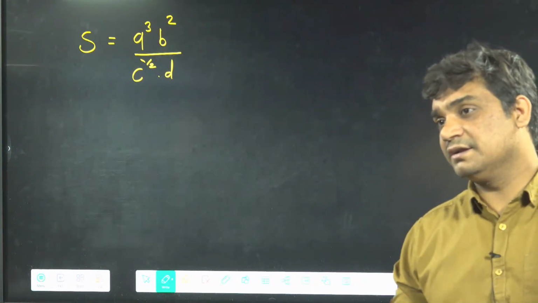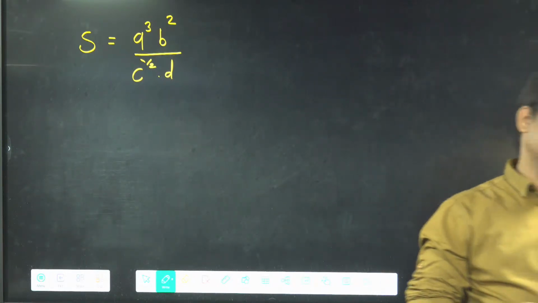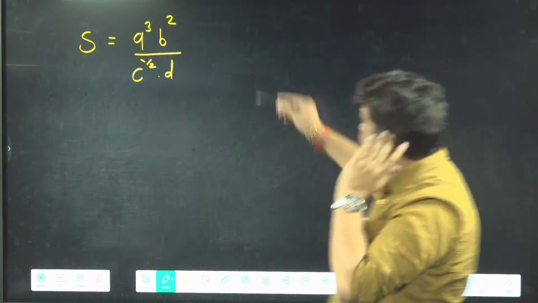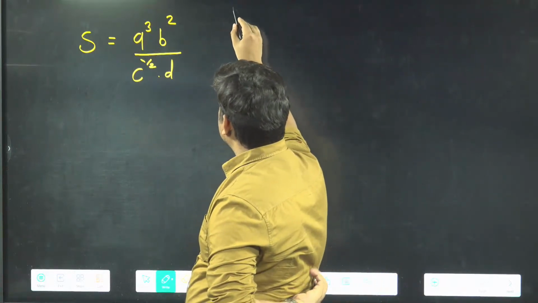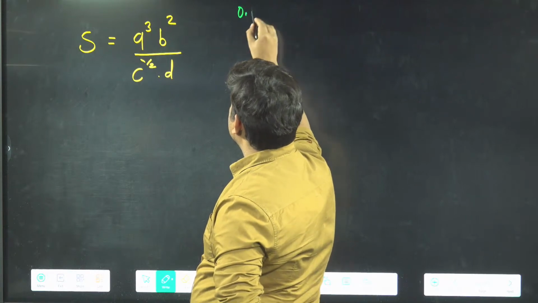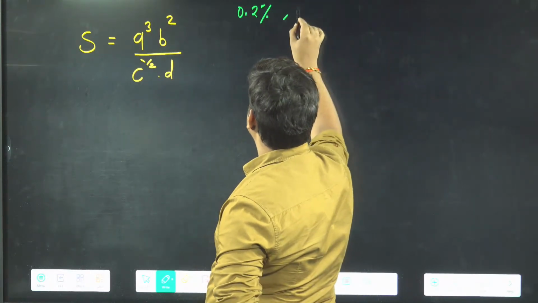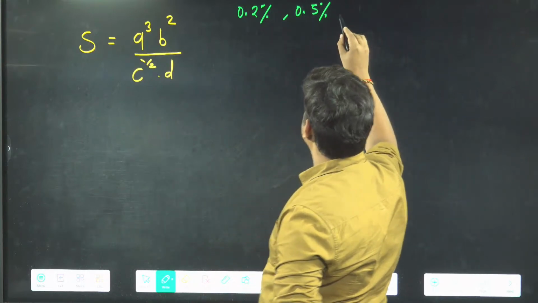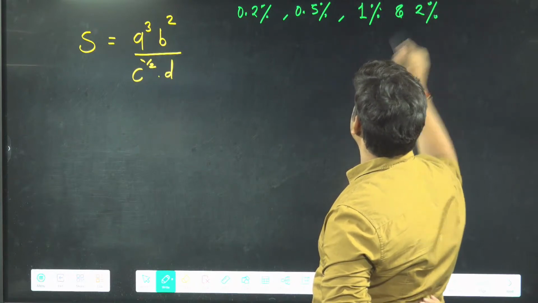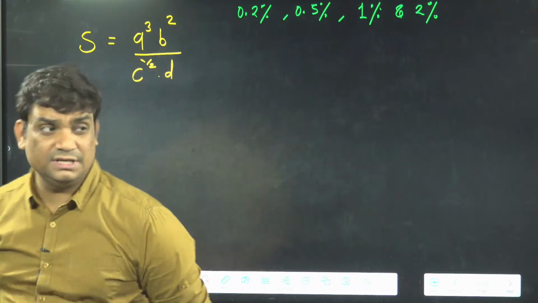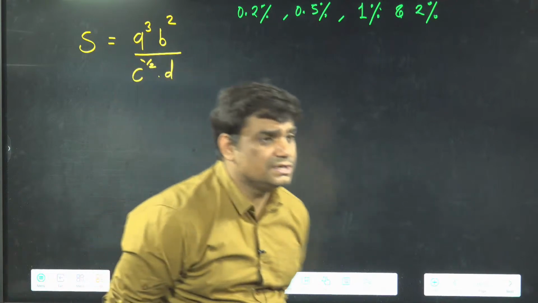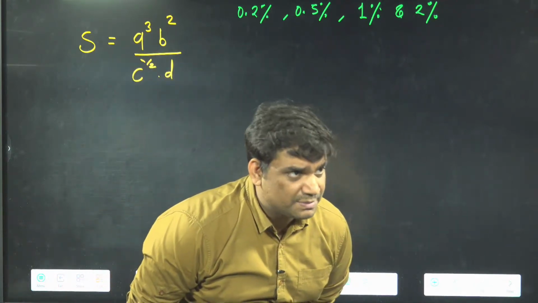If the percentage errors in A, B, C and D are 0.2%, 0.5%, 1% and 2% respectively.